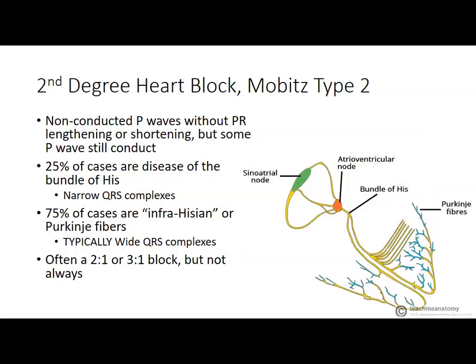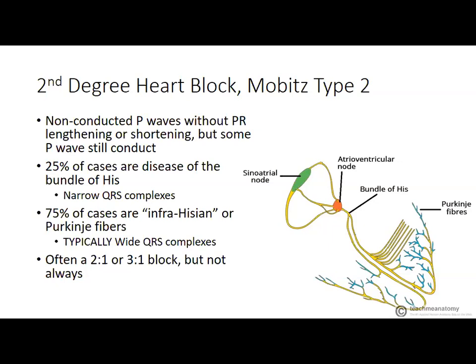The thing about Mobitz type 2 is it implies more serious conduction disease. Basically, in Mobitz type 2, 75% of the cases are going to be infrahisian. They're going to be diseases of this stuff. This stuff, when it fails, your Purkinje fibers in your distal His, is much more likely to progress to complete heart block. They're more sensitive and they are much more dangerous when they're not working properly.